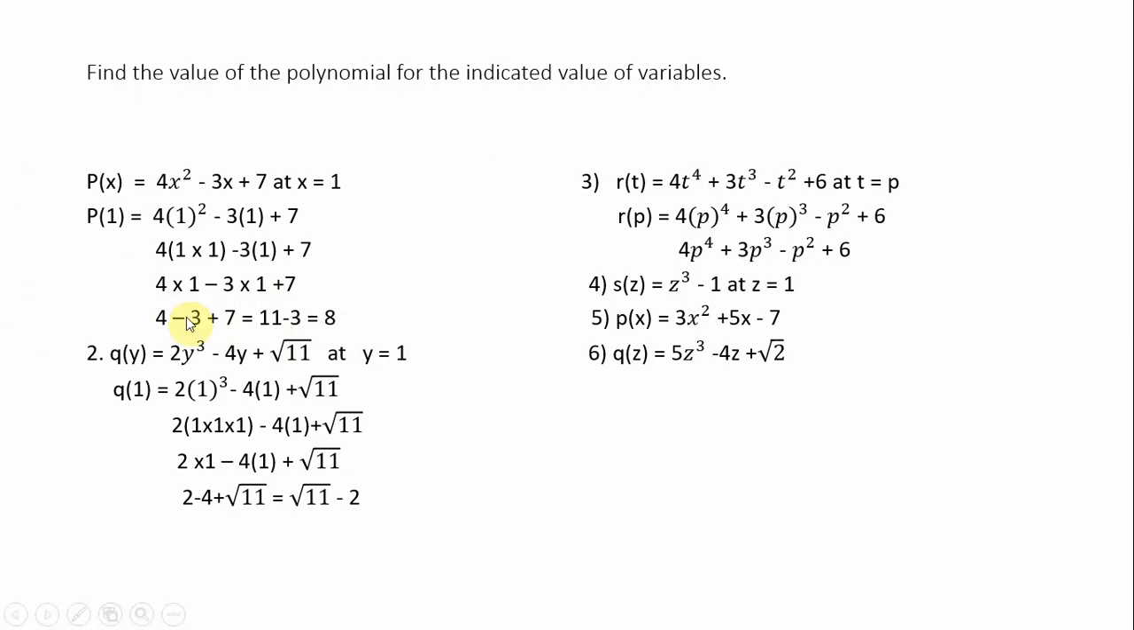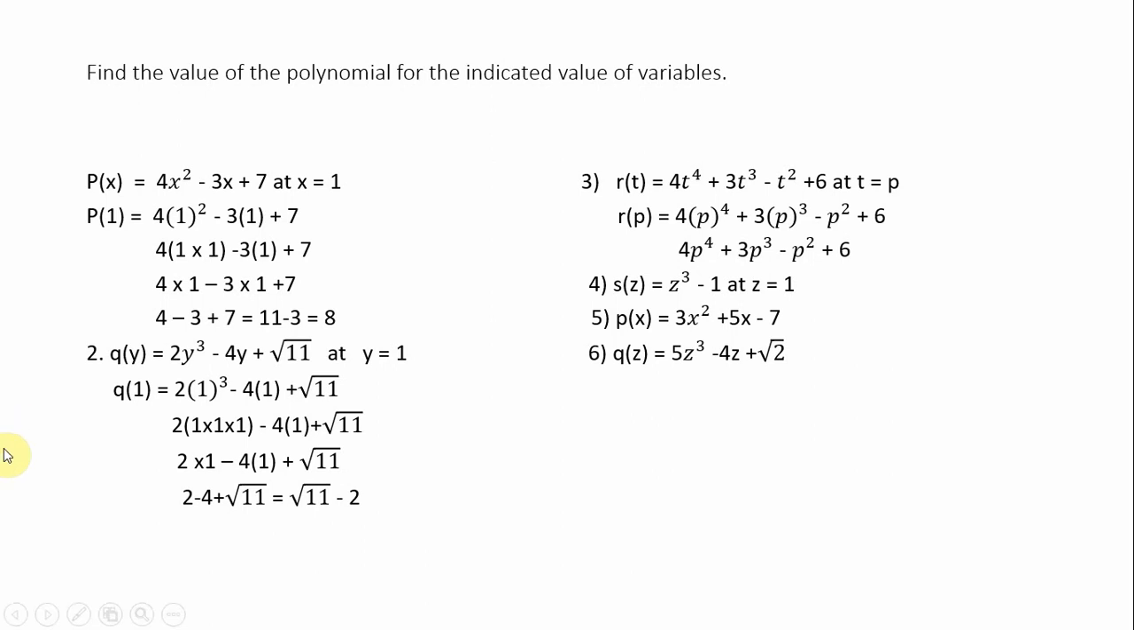Now coming to the second question, Q of y. In this, the polynomial is Q. Here this polynomial is related with the Q and its related variable is equal to y. So Q of y was written here. Whatever the variable is there, that variable will be written in the bracket. So here it is a polynomial with y, therefore Q of y is given to you as 2y cube minus 4y plus root 11 at y is equal to 1. Now you need to find out the value of this polynomial when y is equal to 1.